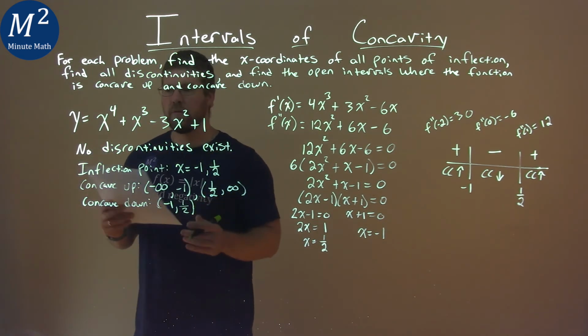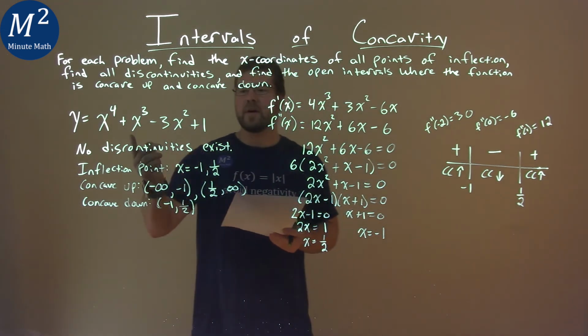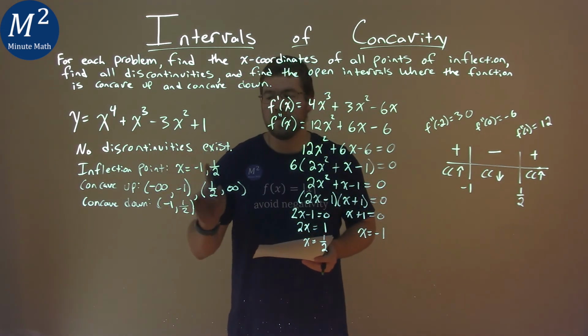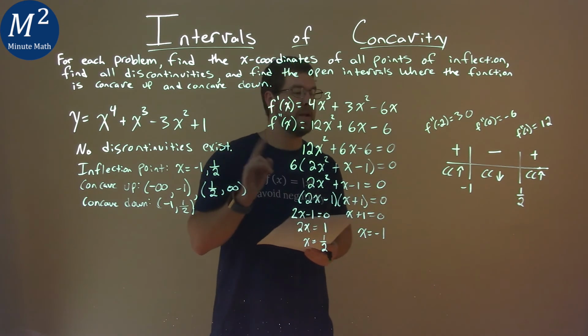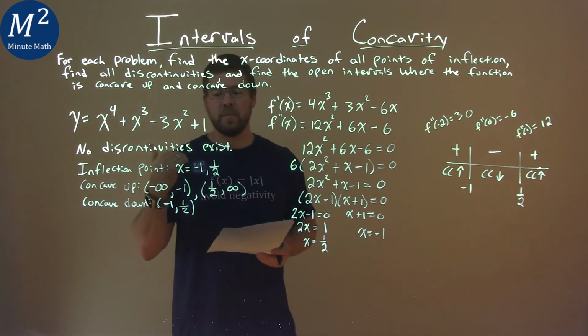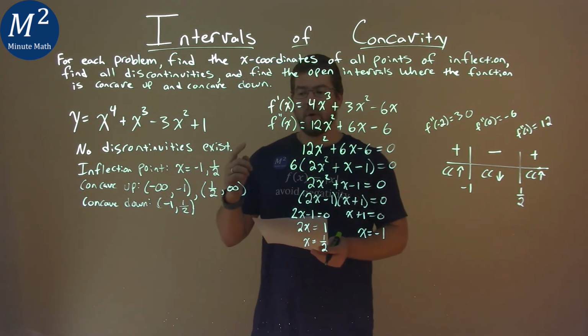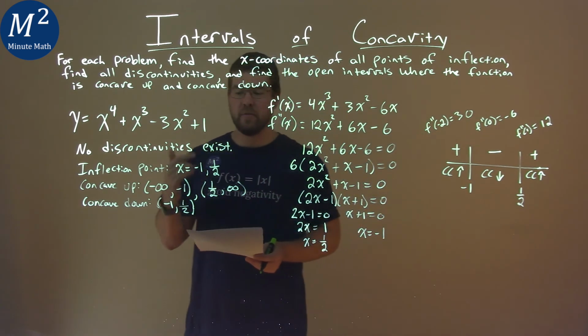So just to review our answers here: no discontinuities exist. Inflection points are at x equals negative 1 and 1/2. Concave up from negative infinity to negative 1, and 1/2 to positive infinity, and concave down from negative 1 to 1/2.